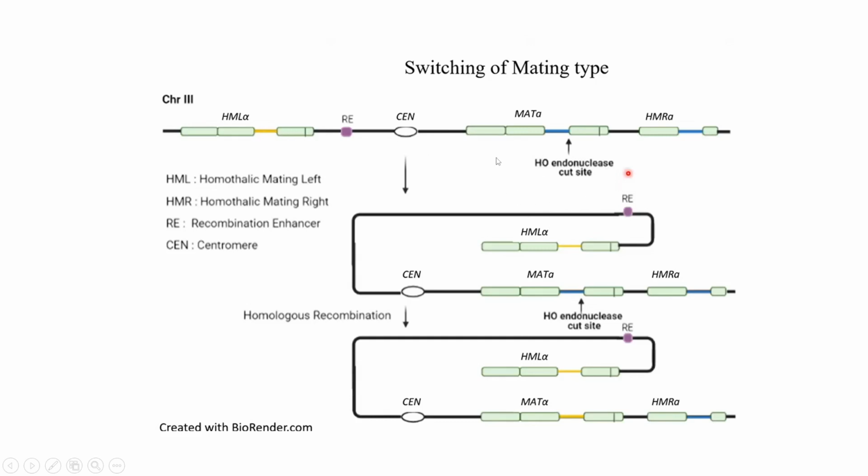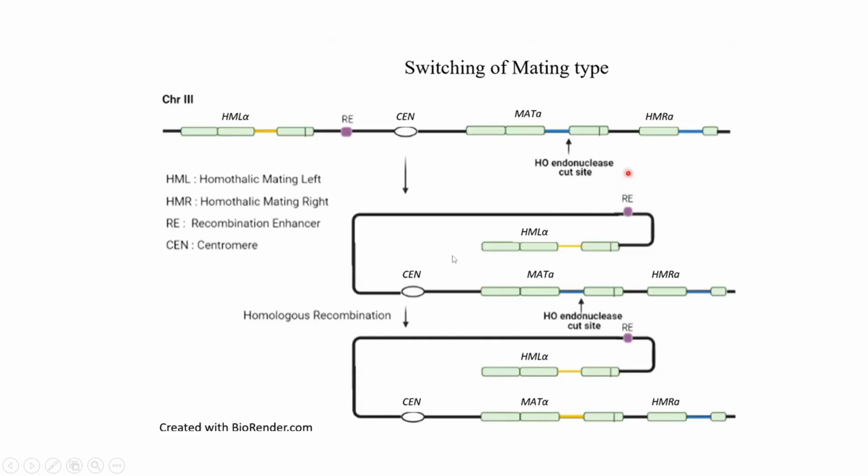HO endonuclease will be activated by this recombination enhancer when the mating switching needs to occur. Then this RE sequence will be activated, the enhancer will be activated, and it will lead to HO endonuclease activation. This HO endonuclease will cut at this site in the mate alpha, as you can see over here. It will cleave this region, and there will be a circularization.